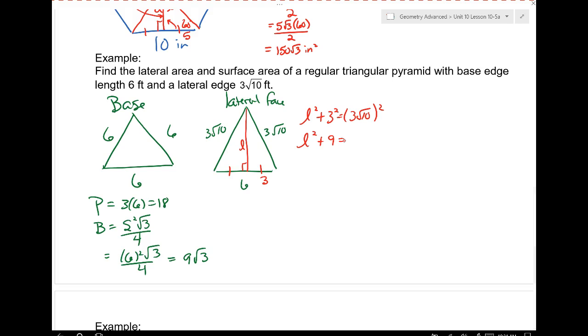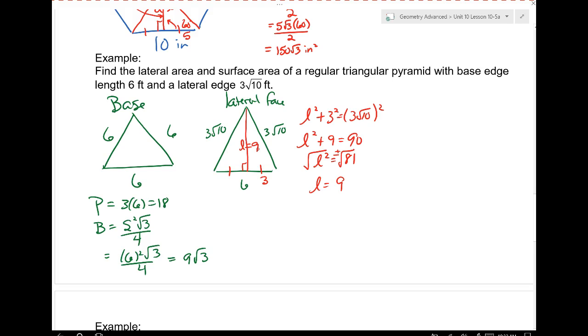It's going to be 90, right? Because 3 squared is 9, the square root of 10 squared is 10. So 10 times 9 is 90. All right, so my slant height squared is 81. Oh, look, a nice number at least. So my slant height is a positive 9.